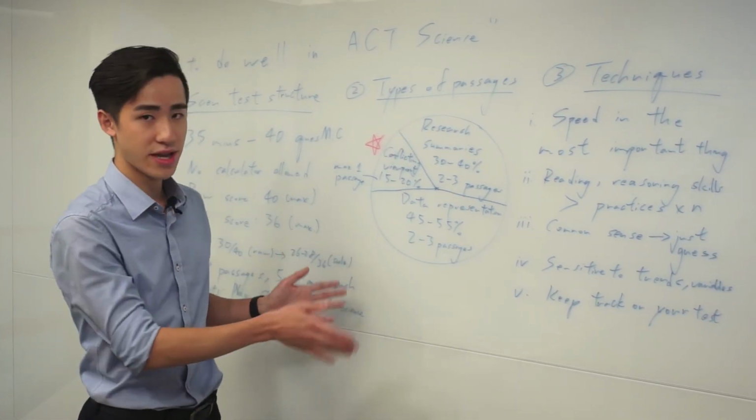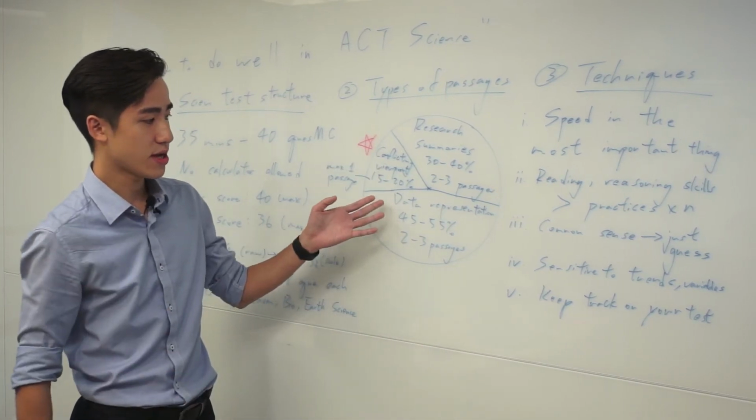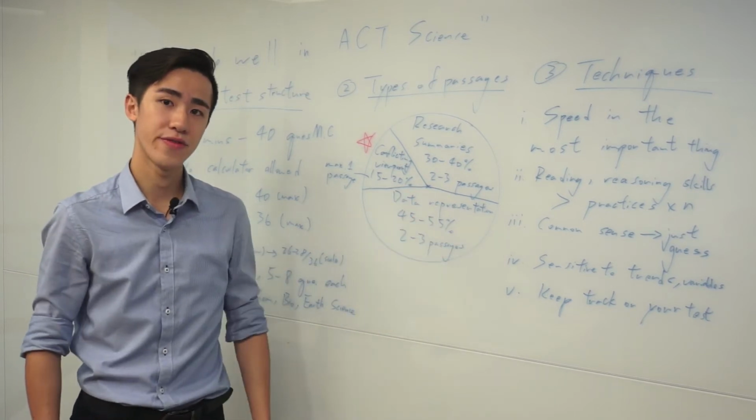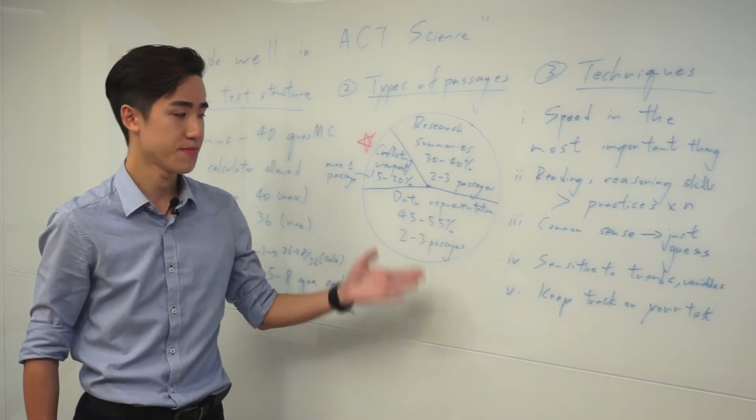In the 6 to 7 passages, we can group them into 3 types. The majority of it you can see is data representation, which takes around 45 to 55%, and it will be 2 to 3 passages for this type.